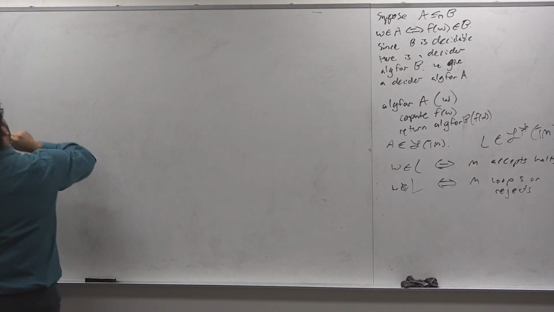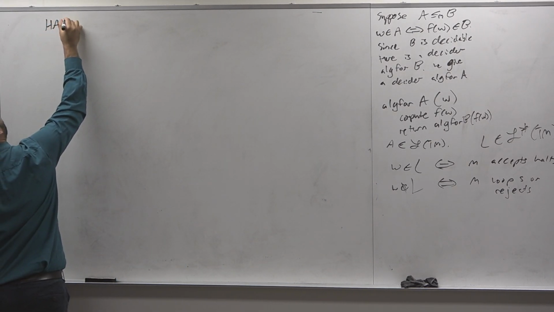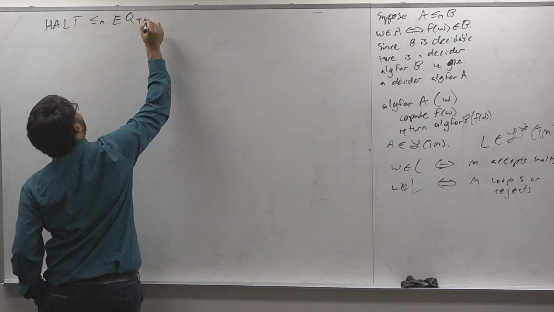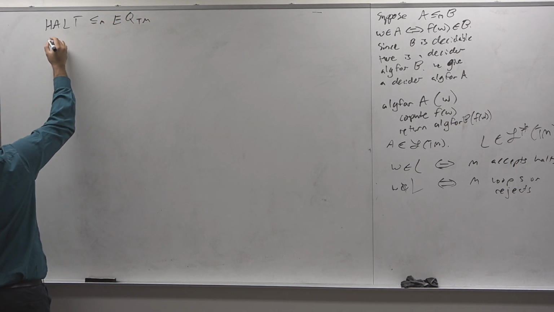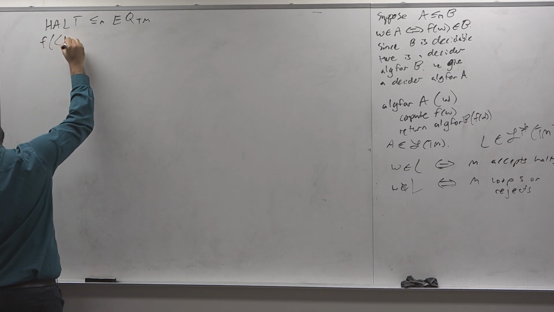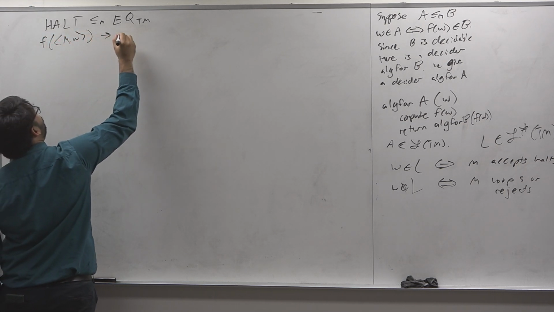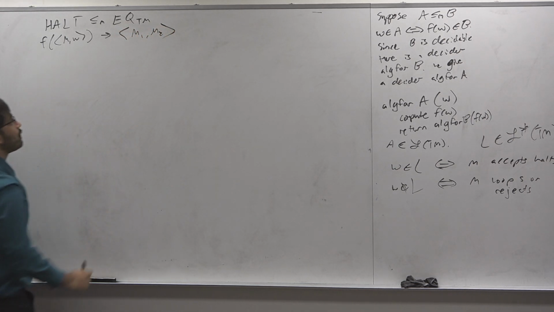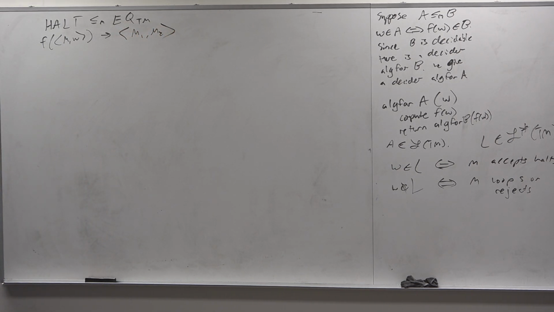And let's just remind ourselves of the syntax. We want to go straight from halt straight to EQTM. Combined with our previous work, this will prove that EQTM is both unrecognizable and unco-recognizable. So we want a reduction that'll take M and W from halt and output a pair of machines M1, M2, such that M accepts W if and only if those are equal.